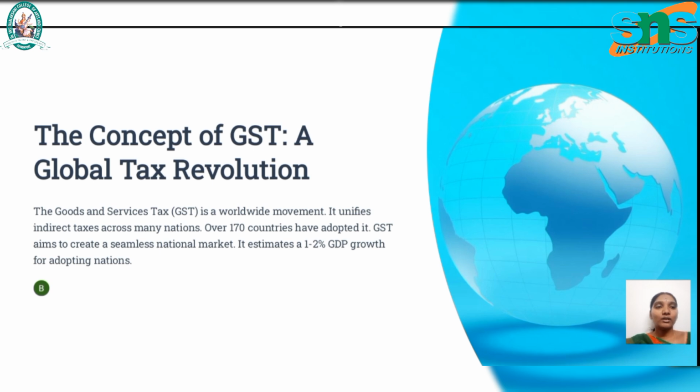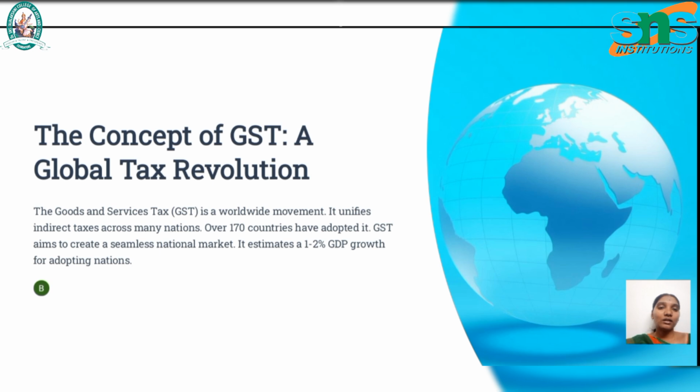Now I am going to deliver a topic about GST. It is one of the indirect taxes. Especially, I am going to deliver about the concept of GST, the tax global revolution, and I will explain about GST's definition and a brief background of GST.